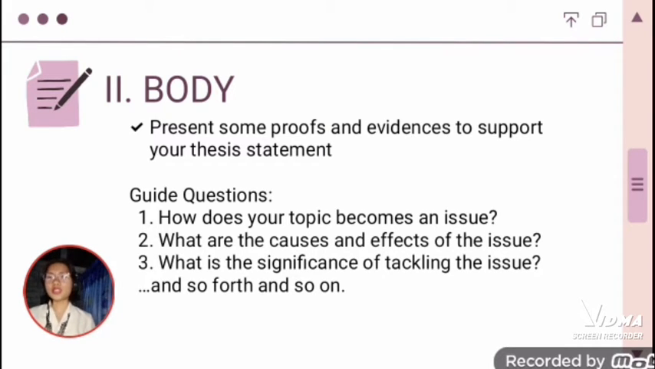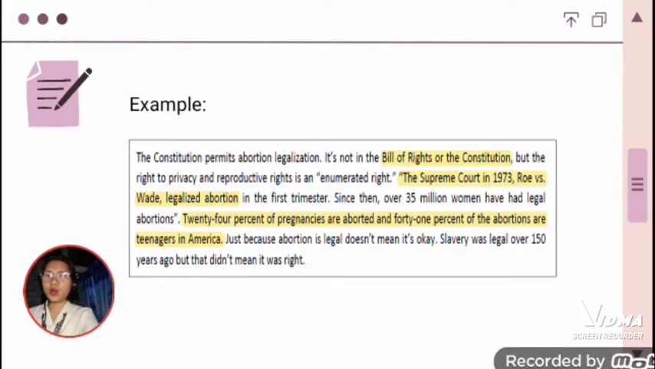And then the third one, what is the significance of tackling the issue? What is the significance of it? And what is the purpose of your writing composition? You can add a lot more guide questions that will help you to have an organized body. And then after the body, we have an example of a body from the text that I have given you.